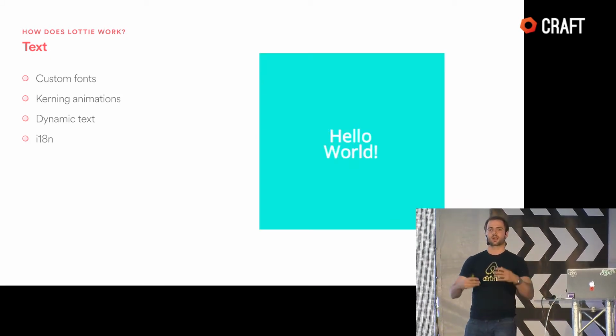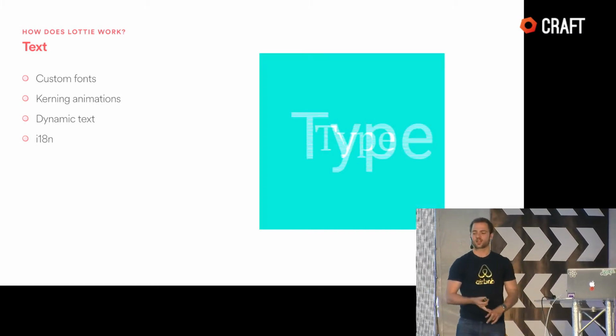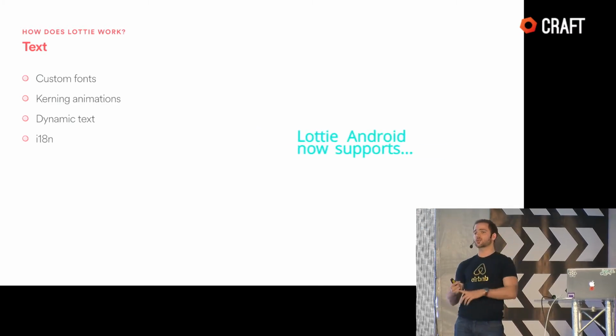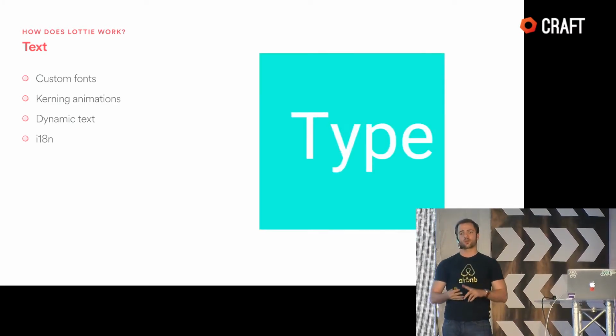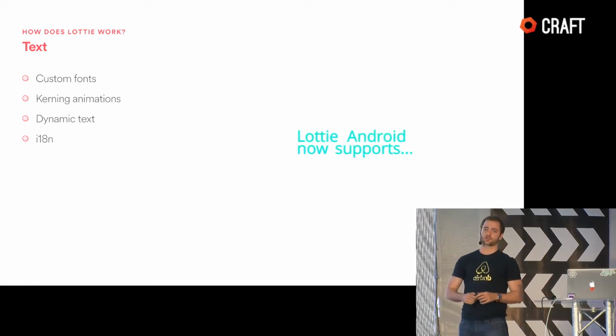But at least for the platforms that do support it, it supports things like custom fonts and kerning animations. You can replace text at runtime, so if you want to use it for something like a username, a score, the weather, battery life, anything like that, totally fine. You can even use it for something like internationalization.